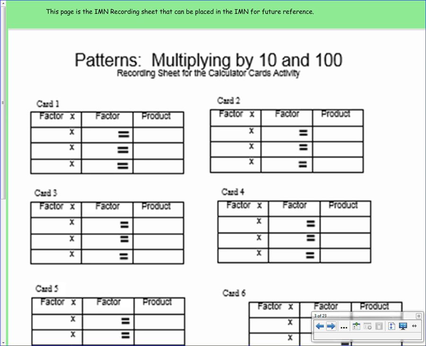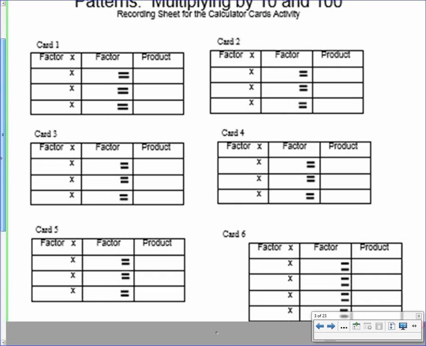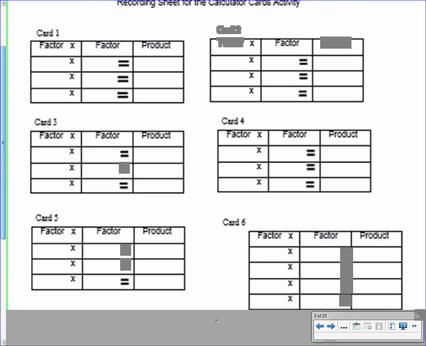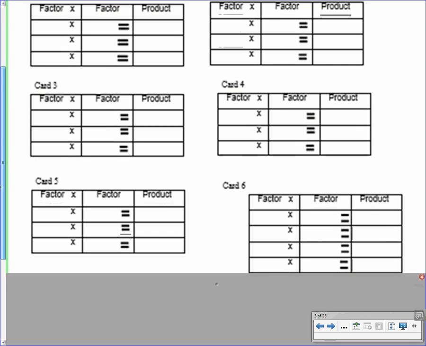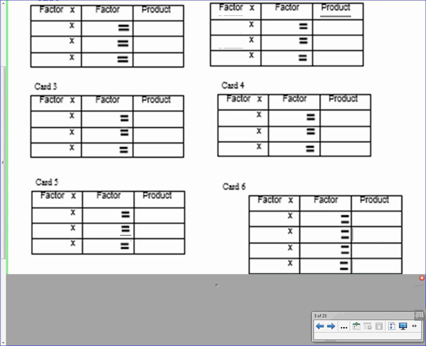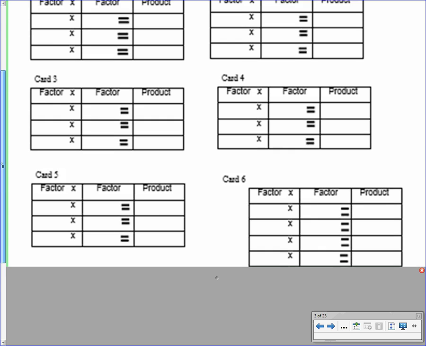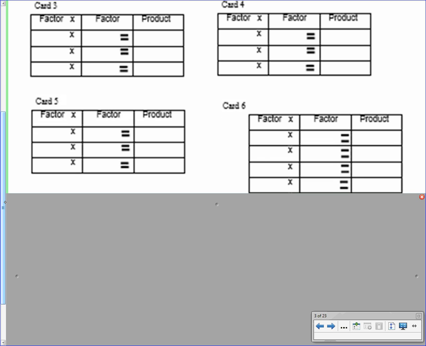Okay, this sheet right here is something that we're going to be filling out in class. There's going to be cards. We're going to write down factors and products. Remember, a factor is one of the numbers that we're multiplying by. Product is our end result. It's our answer to the multiplication problem.